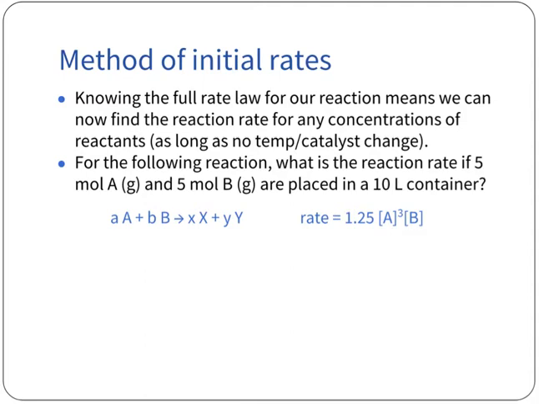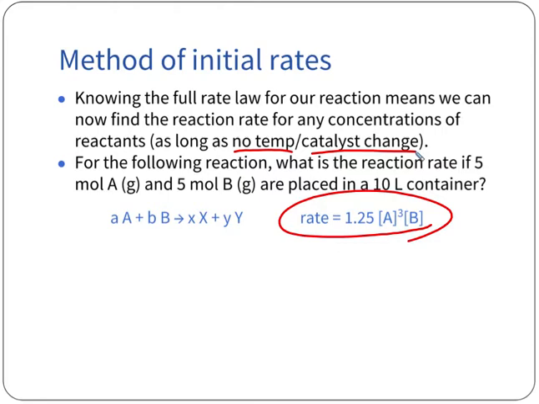So we now know the full rate. This is the same reaction here. So you see we have our same rate law as we did before. So we're going to find the reaction rate for any concentrations, as long as there's, once again, no temperature change, no catalyst change. We change the temperature, all our bets are off because K is now different at that point. So for the following reaction, what is the reaction rate if 5 moles A and 5 moles B are placed in a 10-liter container? So this is how we're starting it here, 5 moles A, 5 moles B.